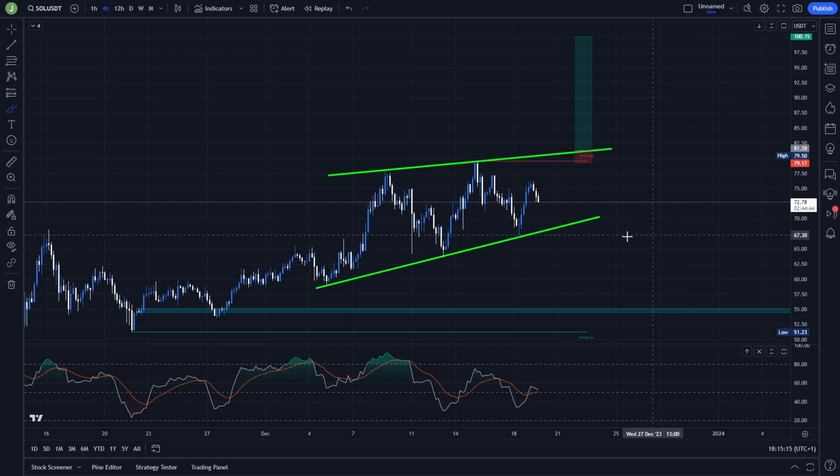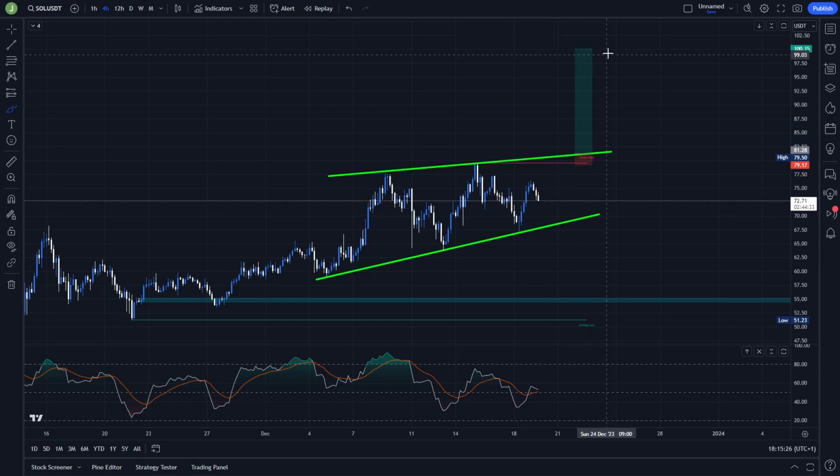Of course, a better setup will be valid probably after breakout and support confirmation of this bullish order block, because it will give us a much better risk reward ratio. But in my opinion, this scenario for this long trade is now much more probable.